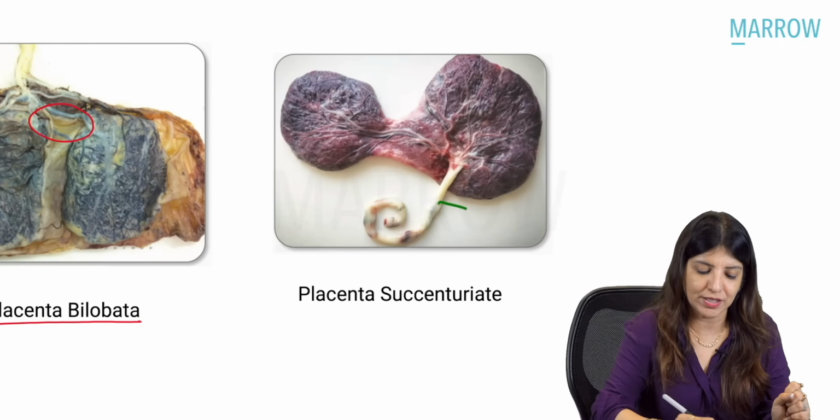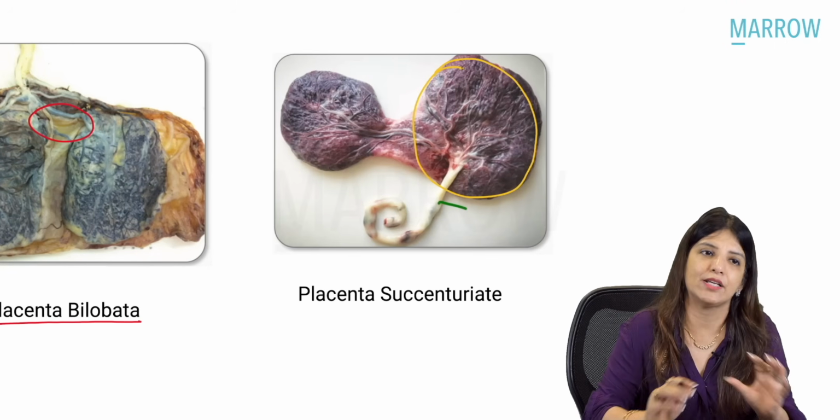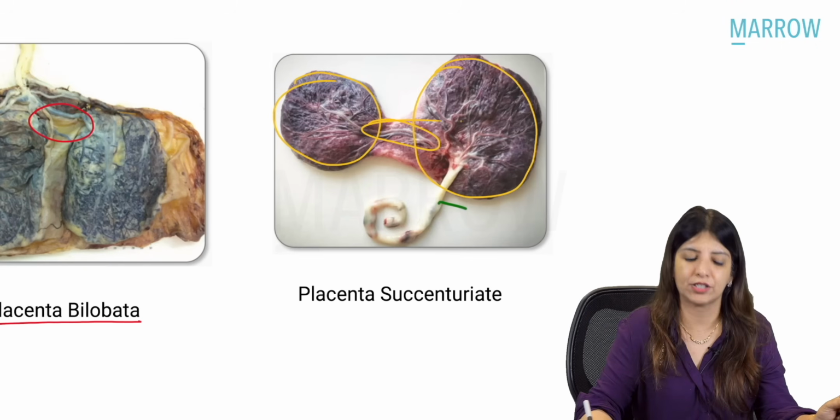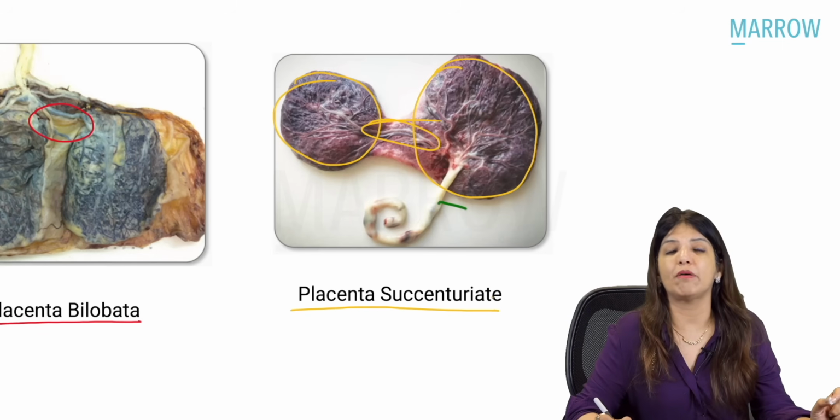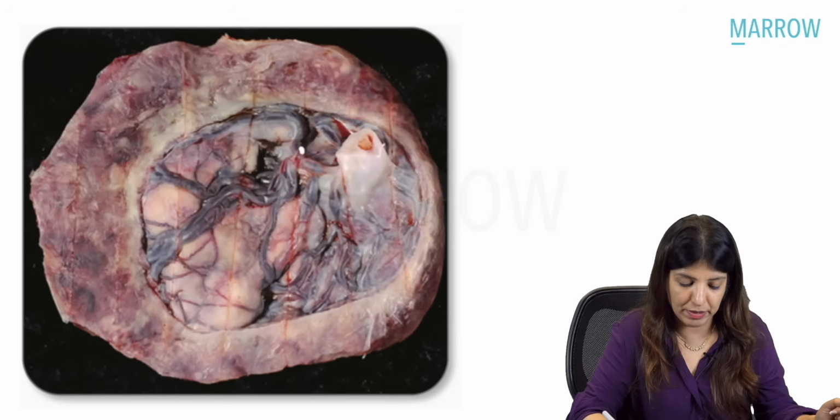In this image, you are seeing that there is a big side lobe of the placenta and there is a small lobe of the placenta, and both of them are connected by blood vessels. This is placenta succenturiata. Please remember, placenta bilobata and placenta succenturiata can give rise to PPH.